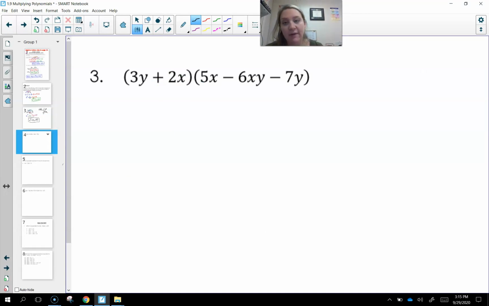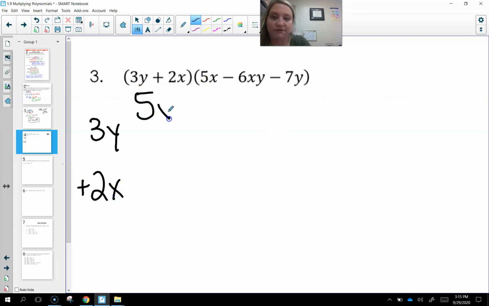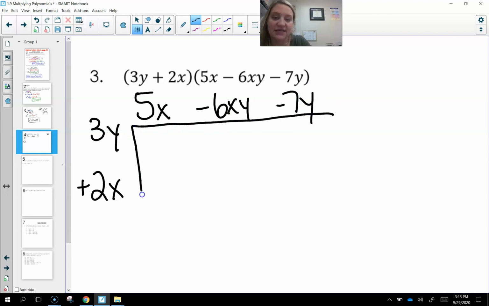All right, this time we have 3y plus 2x times 5x minus 6xy minus 7y. This is one where I'm going to use a table, because if I distribute, it gets very long and kind of messy when I have a 2 with a 3. So I'm going to make a table out of this. I'm going to put 3y on the side and then plus 2x on the side. And then on top of my table, I'm going to do 5x, negative 6xy, and negative 7y. Remember, their signs come with them.